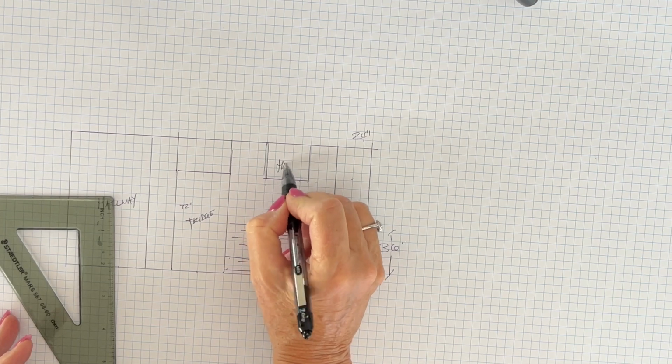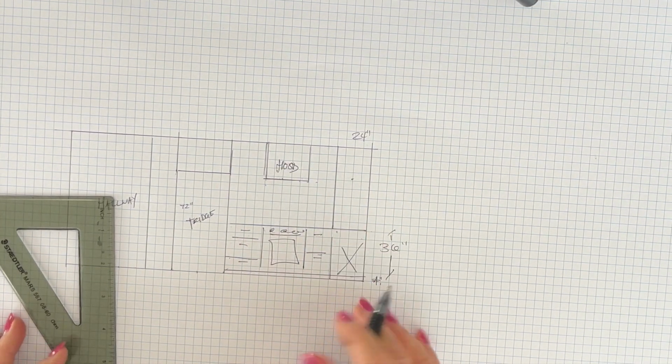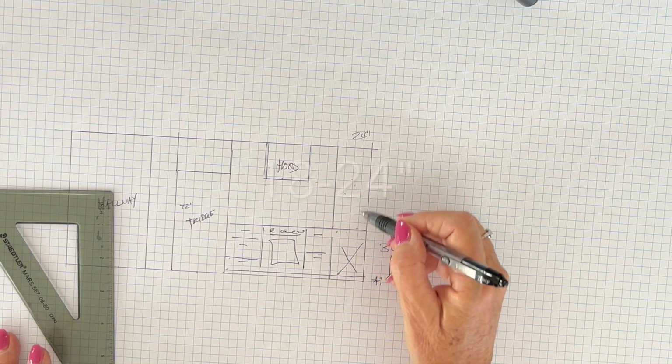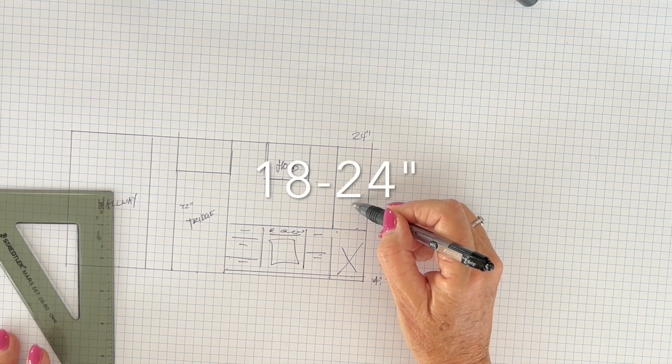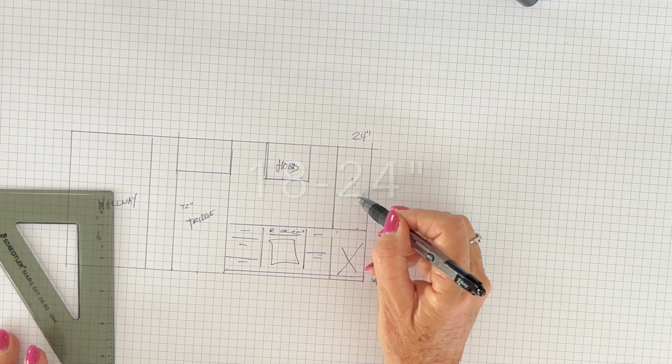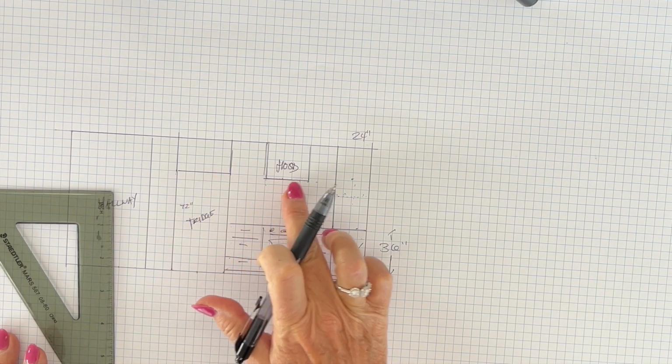This is my hood. Now over here is my appliance garage. And normally an upper would start about here, or an appliance garage would be 18, maybe 24 inches high. But that would put the line right here. And then it's not going to line up with that.